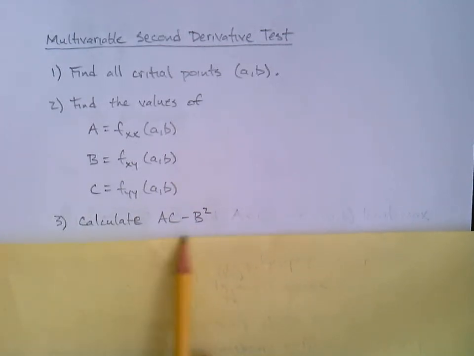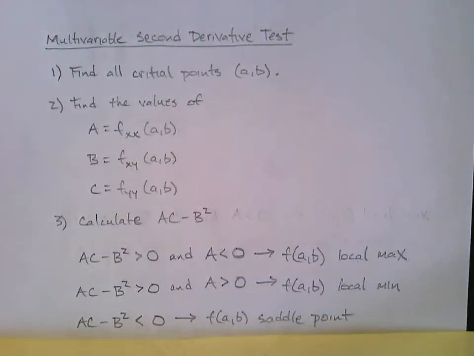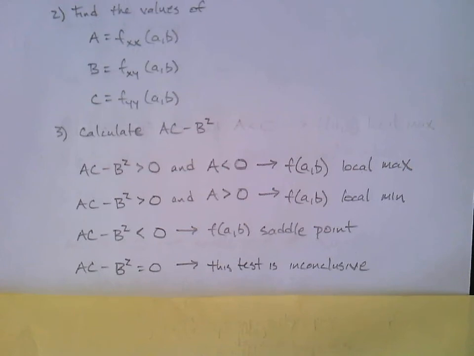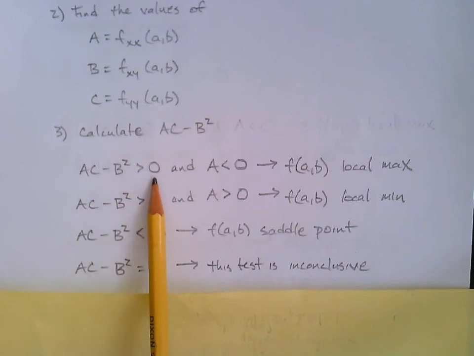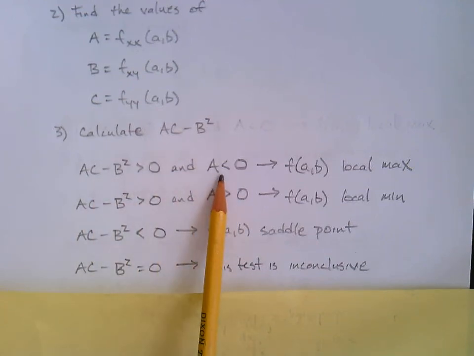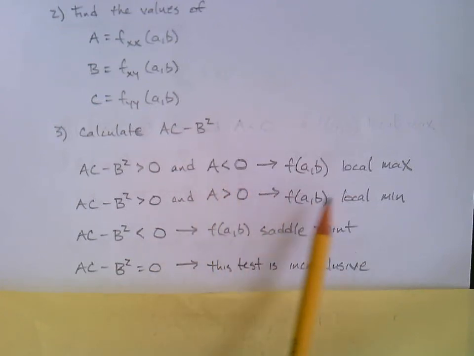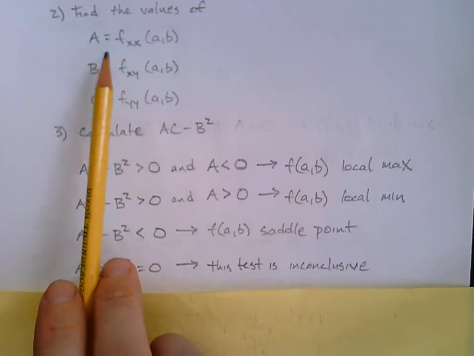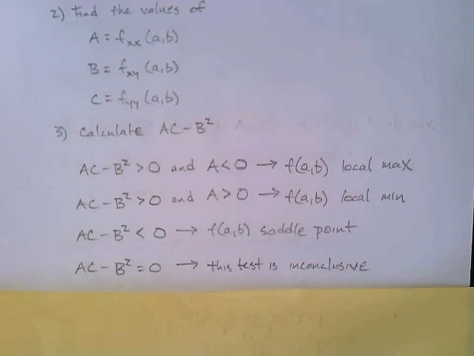Depending on what the value is, that's going to help us determine whether it's a local max, a local min, or a saddle point. There are technically four cases. Take a moment to write these down, but of course I'll talk through each one. If AC minus B squared is positive, then we look to our A value. If A is negative, then we've got a local max. If that value is positive and A is also positive, then we've got a local min.